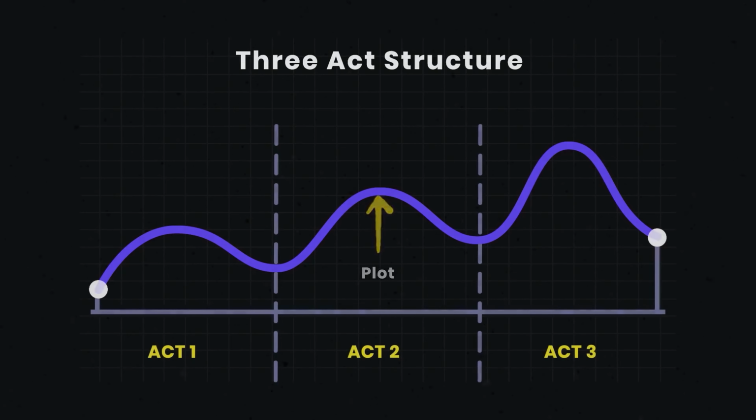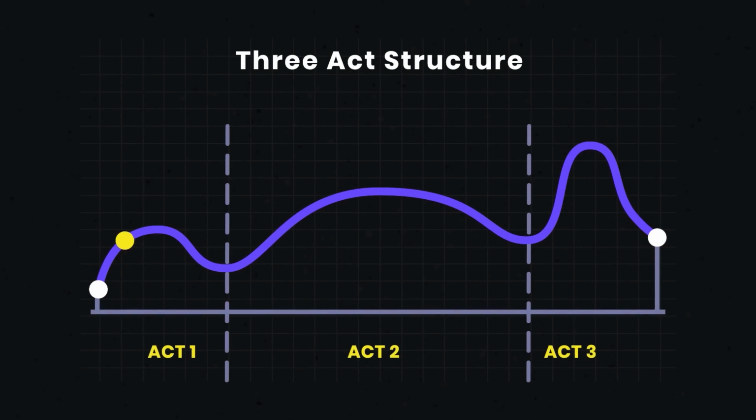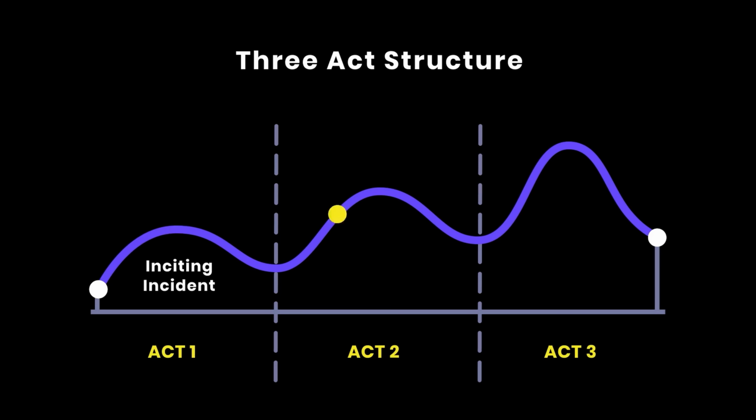Within the first 30 seconds, we meet Neo, learn about the Matrix, and get a glimpse of the stakes involved. By the end of Act 1, your protagonist usually faces a major turning point, often called the inciting incident, that propels them into Act 2.